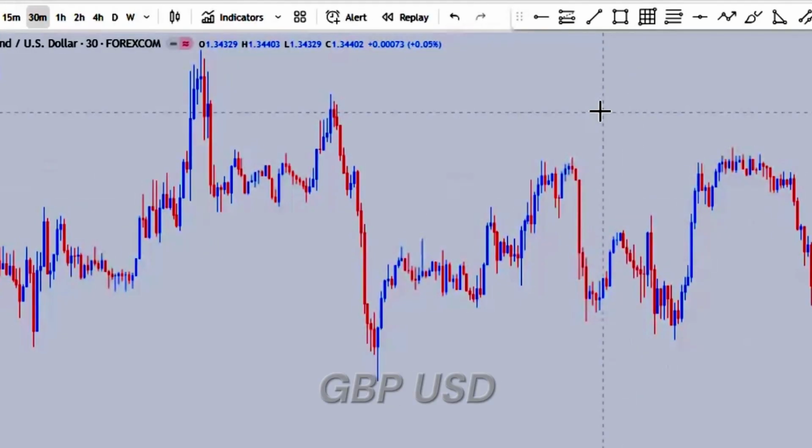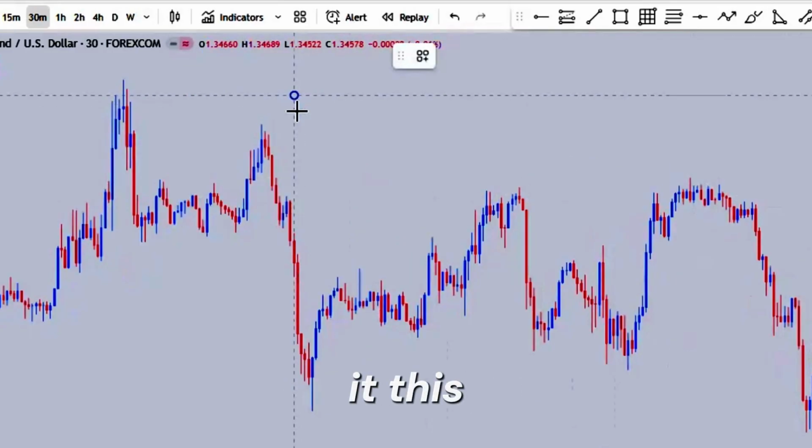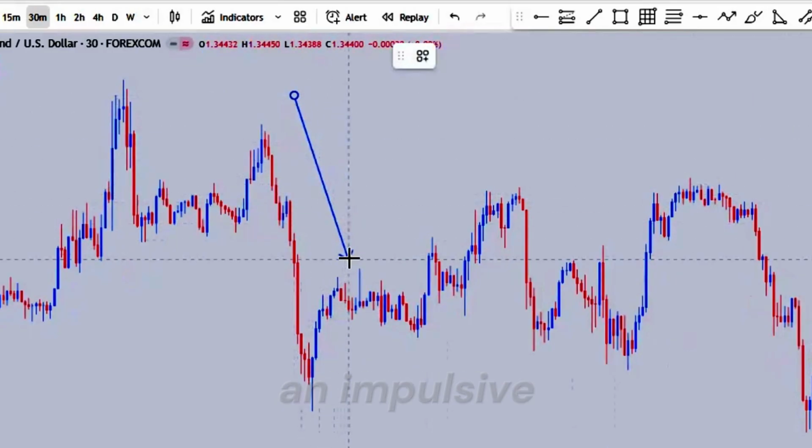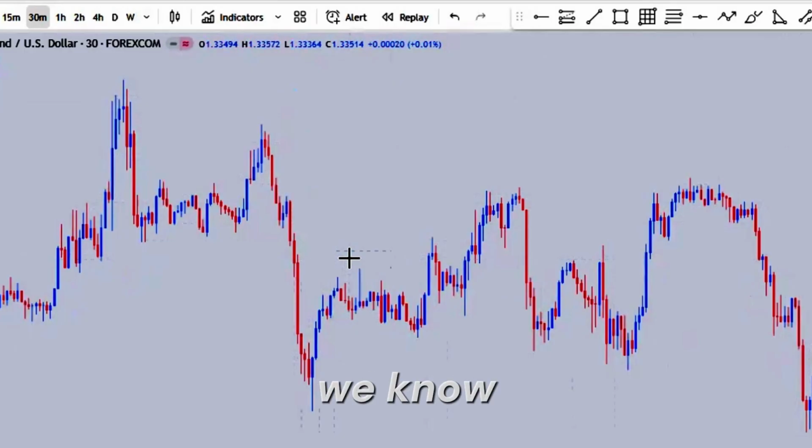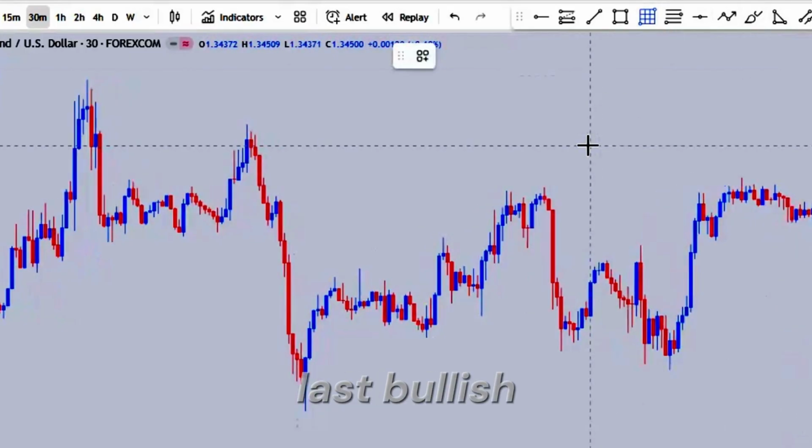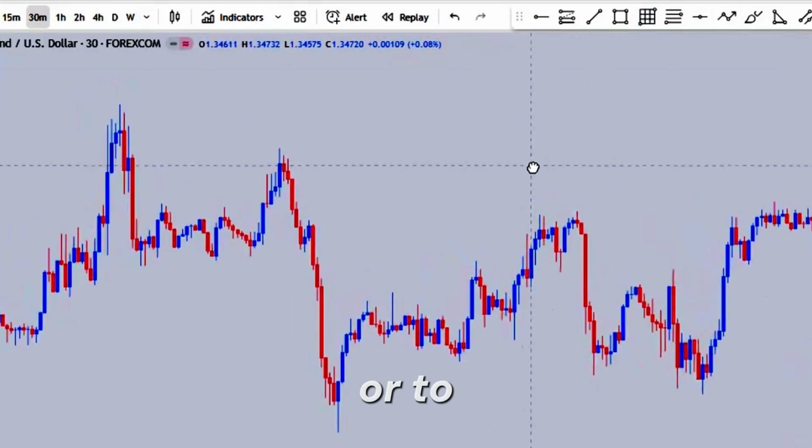So guys, this is GBP USD, which is called the pound USD, and this is on the 30-minute time frame. Guys, let's get onto it. This serious push to the downside is an impulsive move to the downside. After an impulsive move to the downside, we can mark out our order blocks, and an order block happens to be the last bullish or bearish candle before an impulsive move to the downside or to the upside.